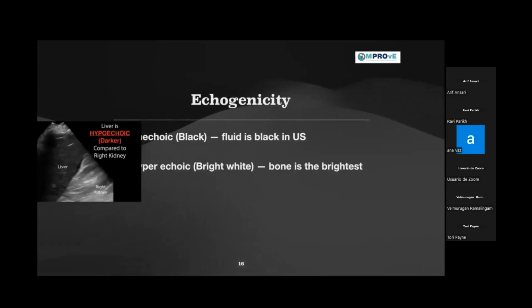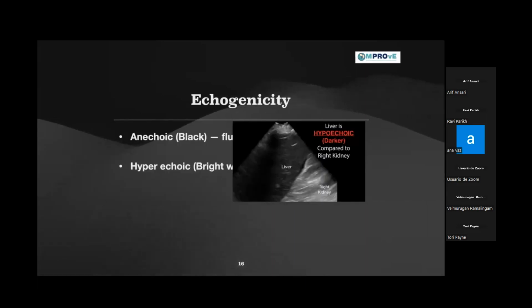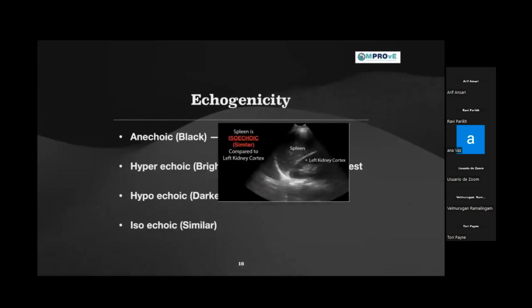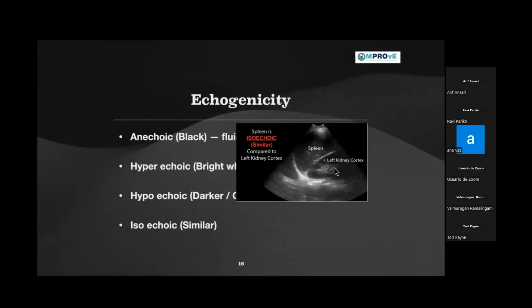And anything in between will give you either hypoechoic, as you can see in the picture here, that's your liver and that's the right kidney. And this appears darker than the kidney, so hypoechoic compared to this right kidney. Or it can be isoechoic. As you can see here, the spleen and the kidney look similar as far as the grayscale is concerned. So it looks of similar echogenicity. Anechoic is pitch black, hyperechoic is bright white, and anything in between can be isoechoic or hypoechoic.